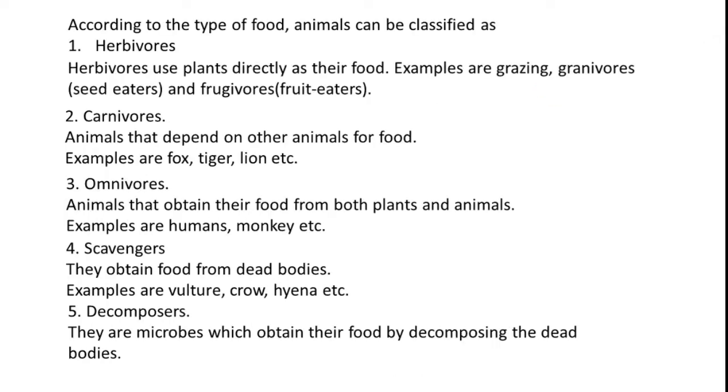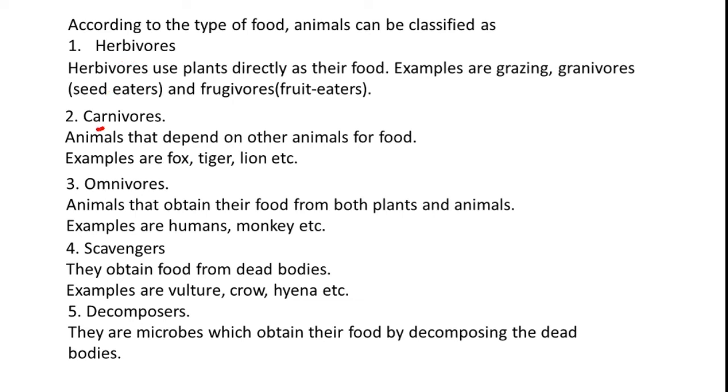According to the type of food, animals can be classified as herbivorous, carnivorous, omnivorous, scavengers and decomposers. The first one, herbivorous. Herbivores use plants directly as their food. Examples are grazing animals, granivorous means seed eaters, and frugivorous means fruit eaters.